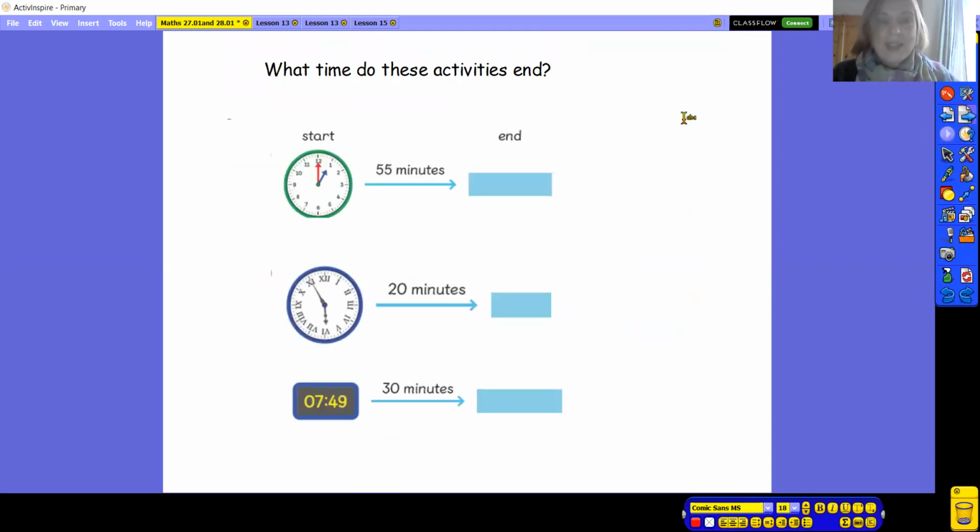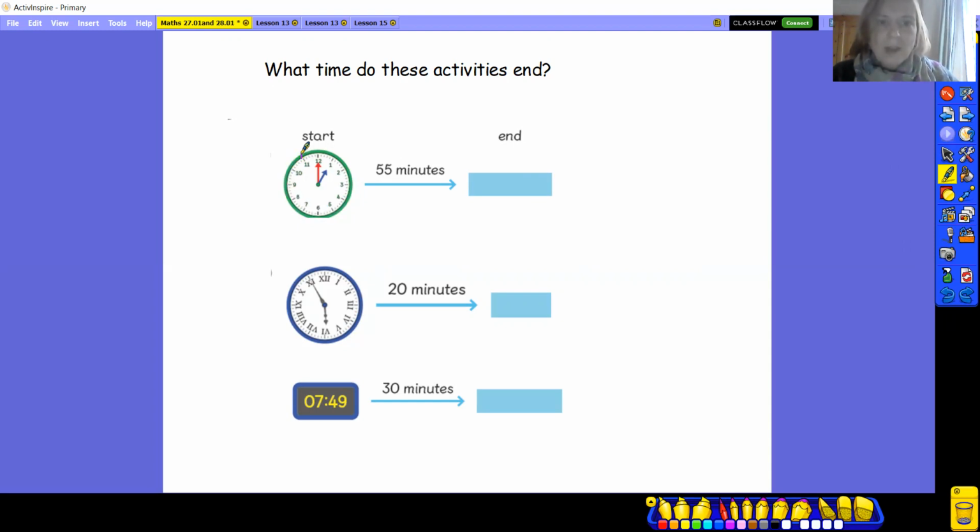Okay, so this one says we have to work out what time do these activities end. So first one says 1 o'clock, the duration of the activity is 55 minutes. So I wonder what time they end at. Interesting. So what could I do to work it out? Well, I could count round in fives like we just did before. So let's go 5, 10, 15, 20, 25, 30, 35, 40, 45, 50, 55.